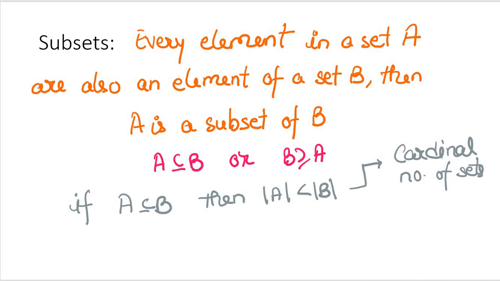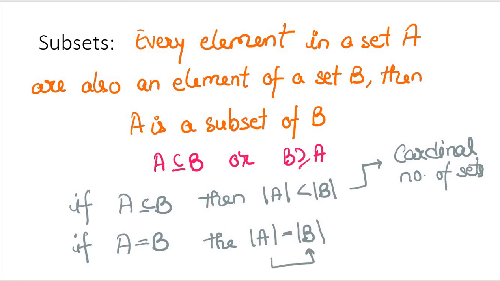Right. Also, let me add something else as well. If A is equivalent to B, then I am going to observe this as well. In this case, that means the number of elements in A is equal to the number of elements in B as well.